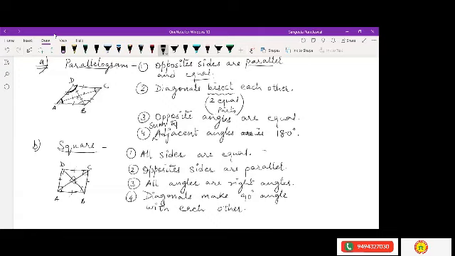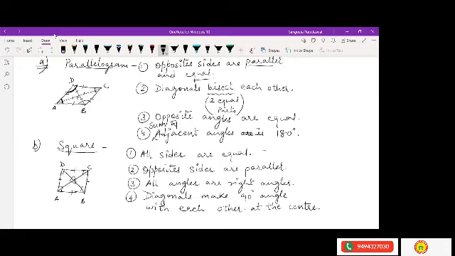Yes, children. Bhavesh, where are you? Okay. So you can see here that a square also has properties like that of a parallelogram. Here all sides are equal, but in a parallelogram, only opposite sides were equal. Here opposite sides are parallel; in a parallelogram also opposite sides were parallel. And here all angles are right angles. Diagonals make 90 degree angle with each other at the center.